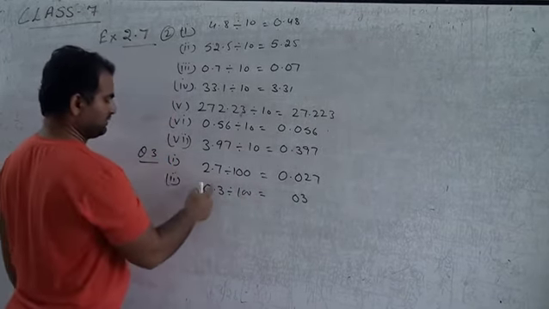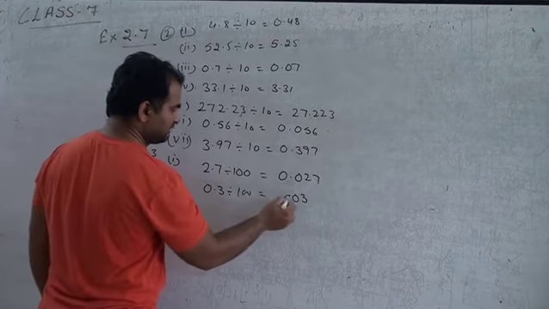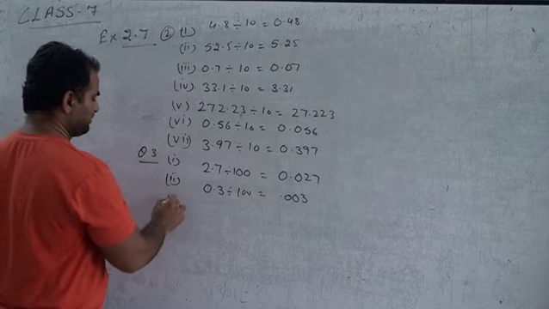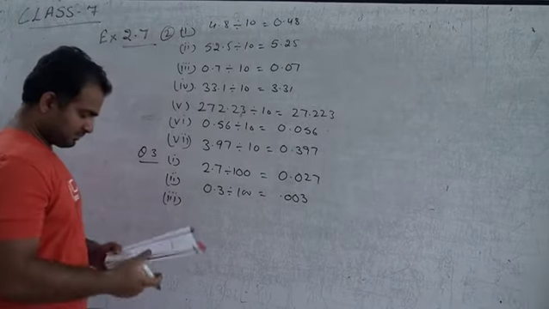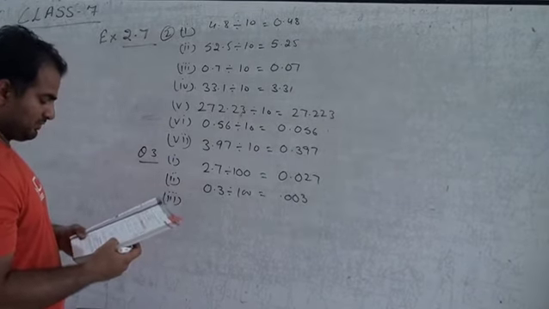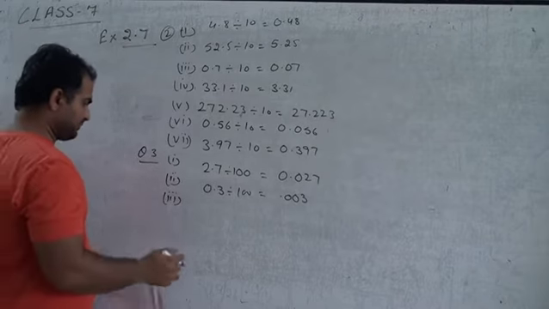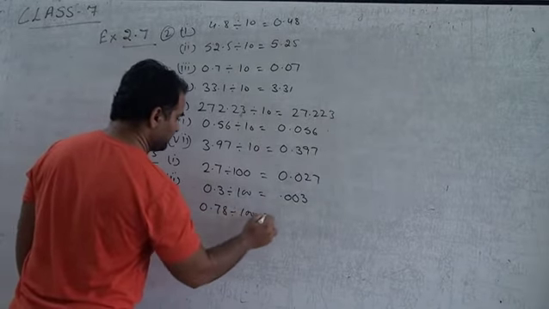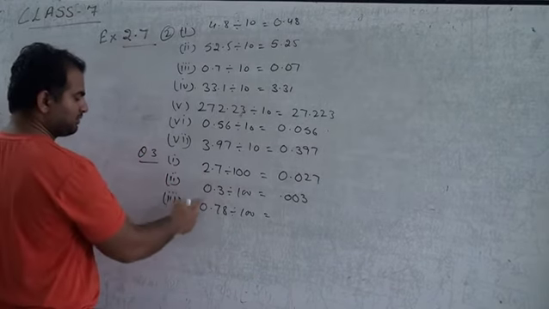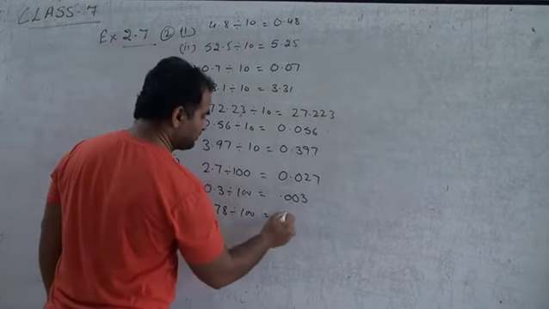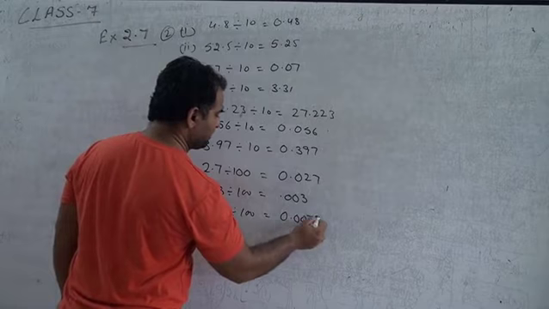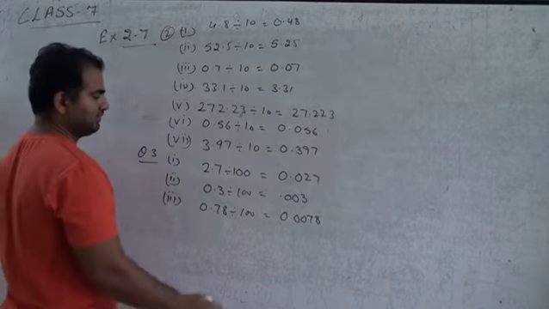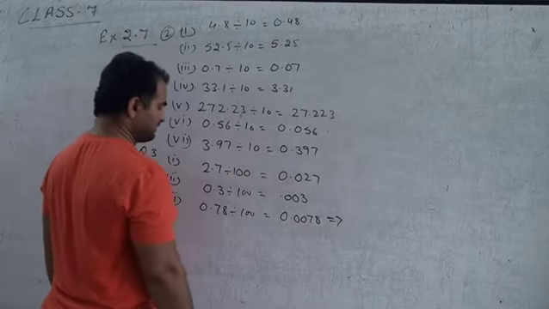0.0. So 1 and 2 times. It will be 0.003. Okay. Third will be 0.78 divided by 100. Okay. So it will move 2 times. It will be 0.0078. Okay.